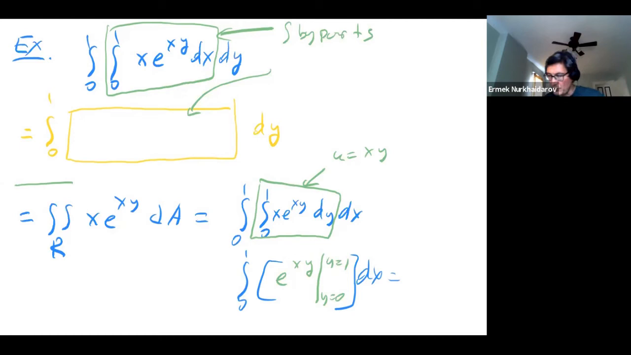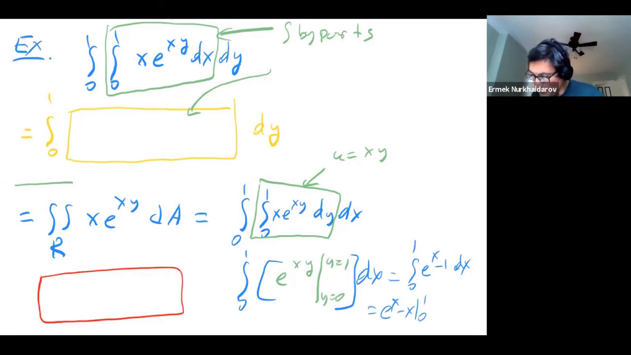So we get e to x minus 1, and then we get e to x minus x from 0 to 1. And we're going to get our final answer. Substituting 1, we get e minus 1. Substituting 0, we get minus 1. So we get e minus 2. Okay, so that is a little bit easier to calculate.